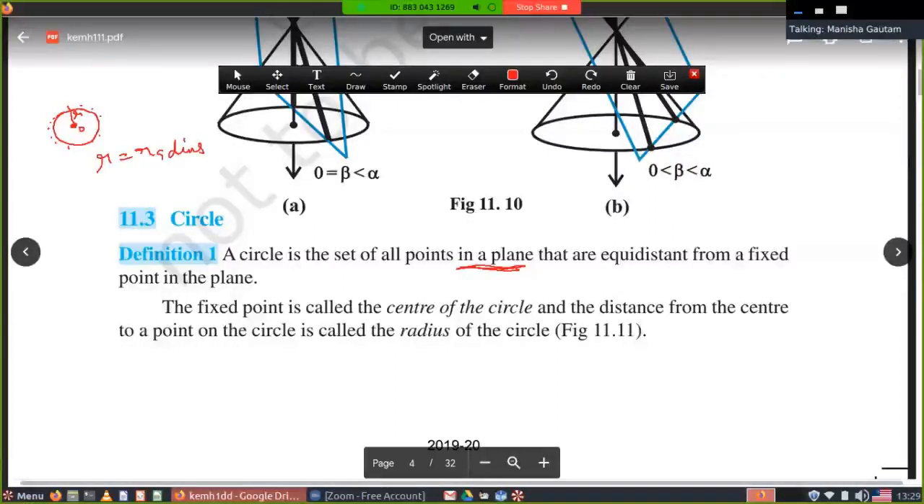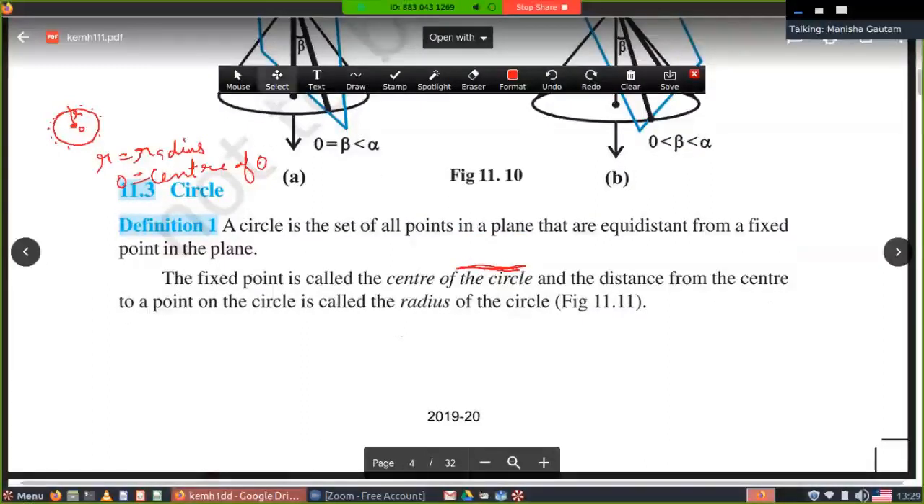and O is the center of the circle. Now we will find the equation of a circle.